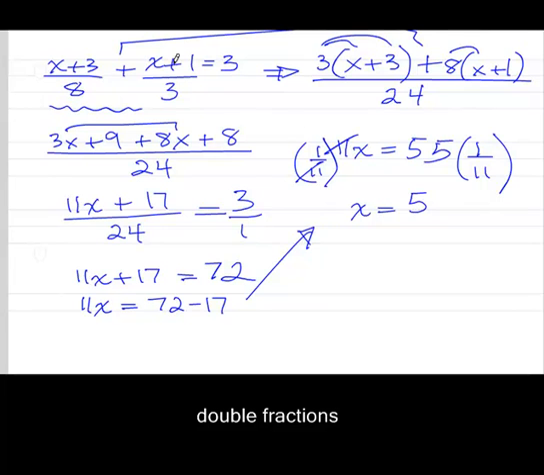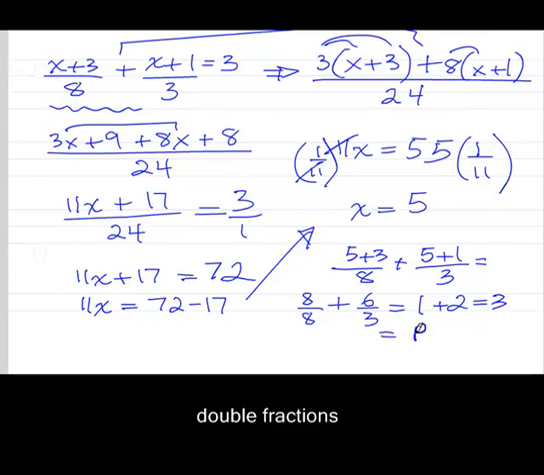And of course, especially since this one is more complicated, plug it in here and see if it balances out. So let's quickly do that. 5 plus 3 over 8 plus 5 plus 1 over 3 is equal to 8 over 8 plus 6 over 3, which is equal to 1 plus 2, which is equal to 3, which is equal to the right side. Beautiful.